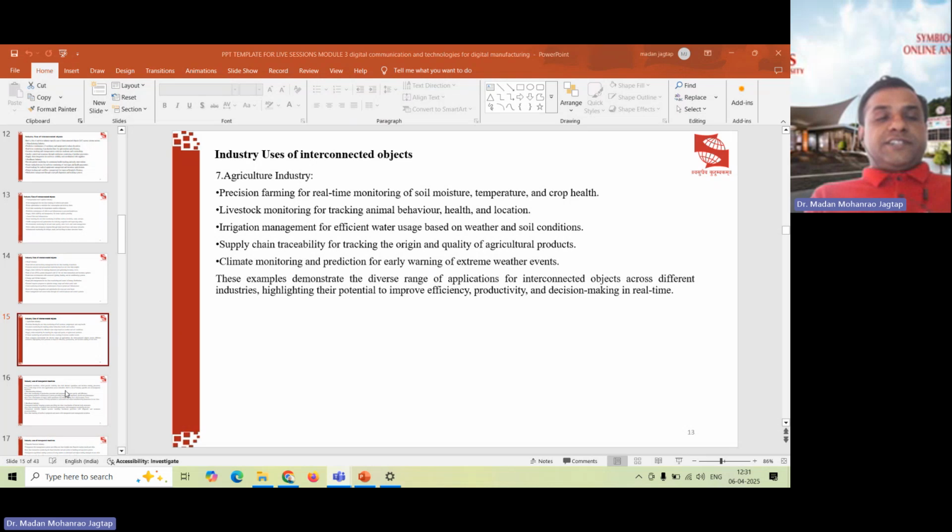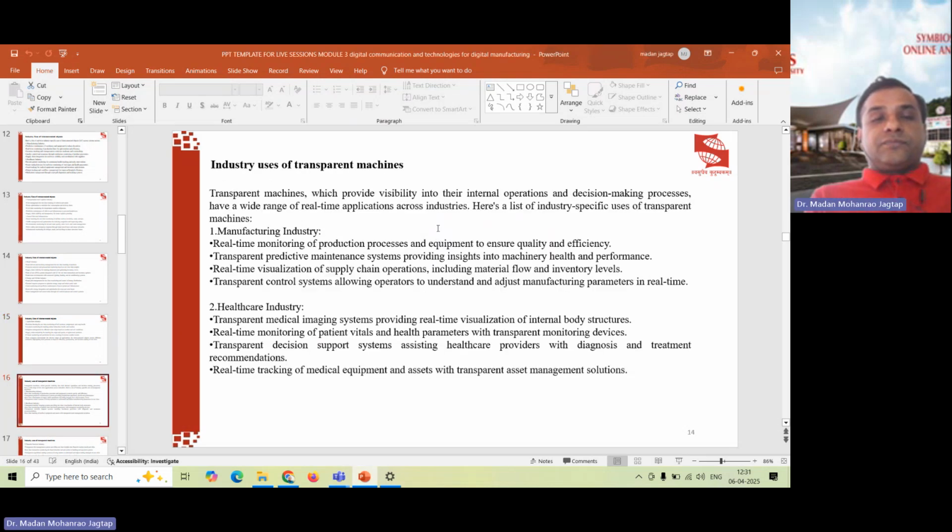After this, let us see industry uses of transparent machines. After observing industry uses of interconnected objects, let us see industry uses of transparent machines. So the transparent machines provide visibility into their internal operations and decision making processes. They have a wide range of real-time applications across industries. So here is a list of industry specific uses of transparent machines.